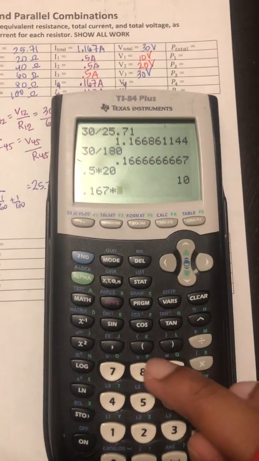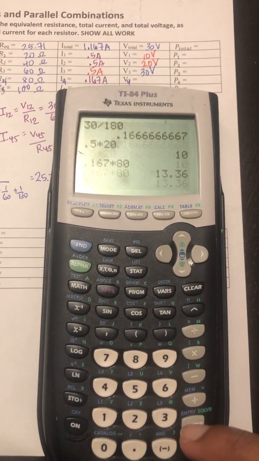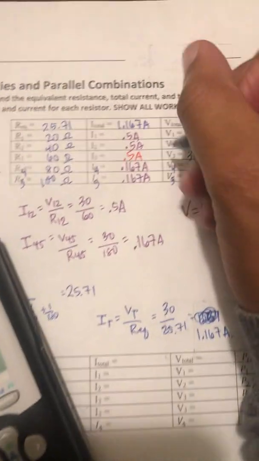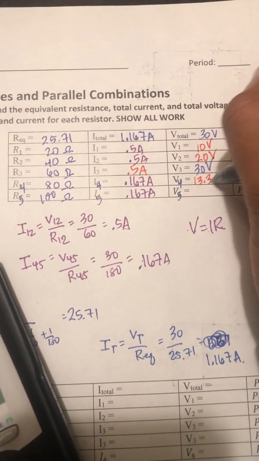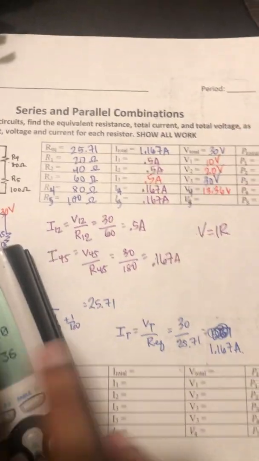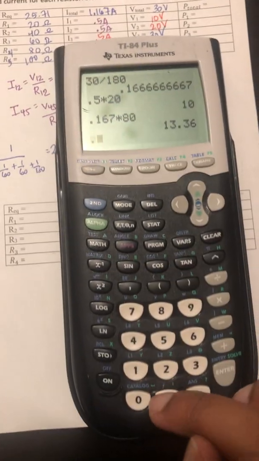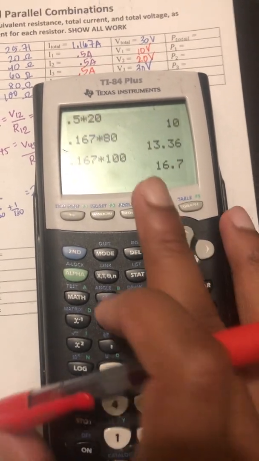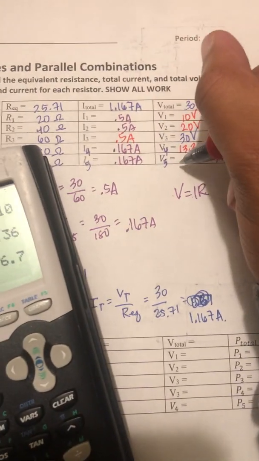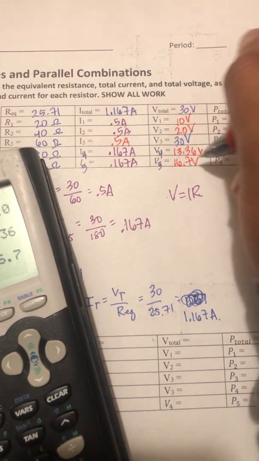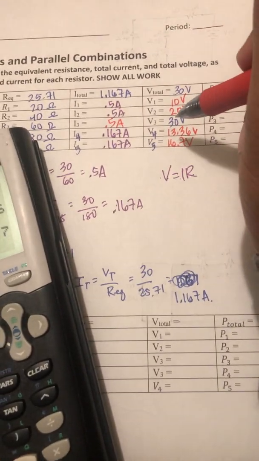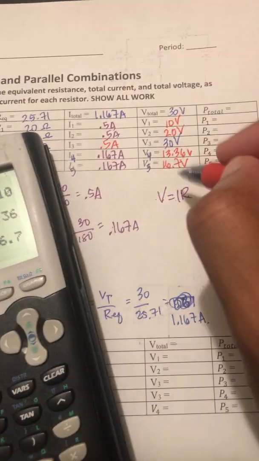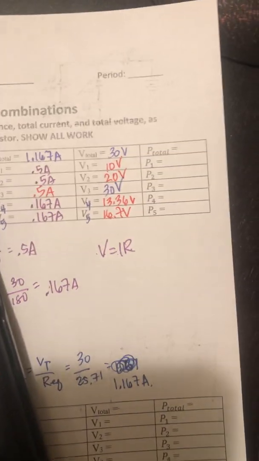0.167 times 80, 13.36. And then 0.167 times 100, 16.7. So, if I add these together, I'm going to get about 30. If it's not exactly 30, it's because I rounded a little bit, but it'll be pretty close.